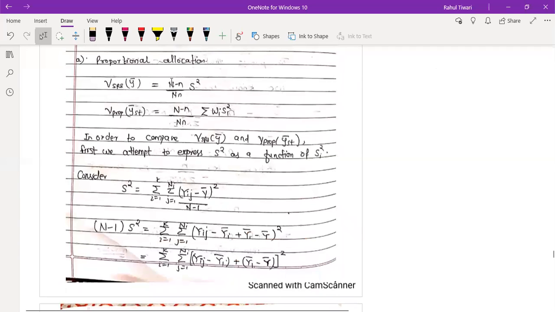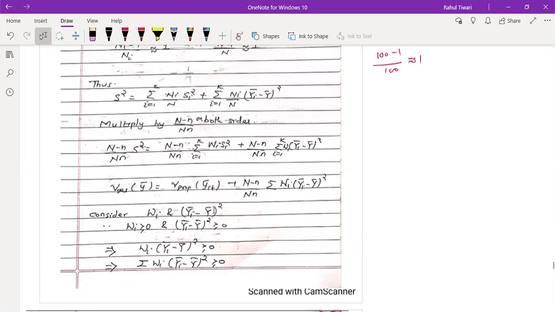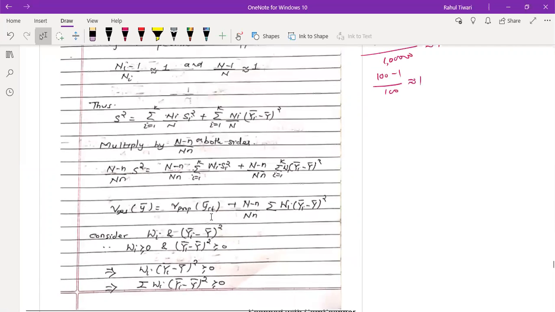I need to find this, so here I have S square, and I need capital N minus small n upon capital N minus small n. So what will I do? I will multiply both the sides. Once you multiply both sides, this part is nothing but the variance of y bar. And what about this quantity? This quantity is the variance of y bar ST under proportional allocation. Only this much quantity is left. Only this much quantity is a positive quantity.